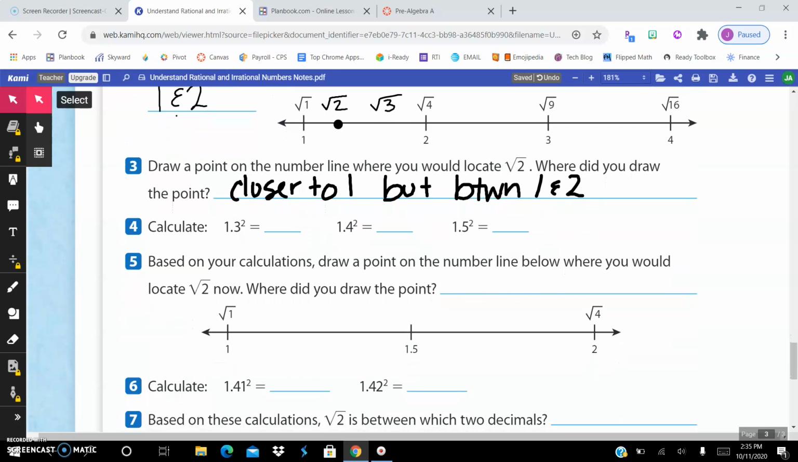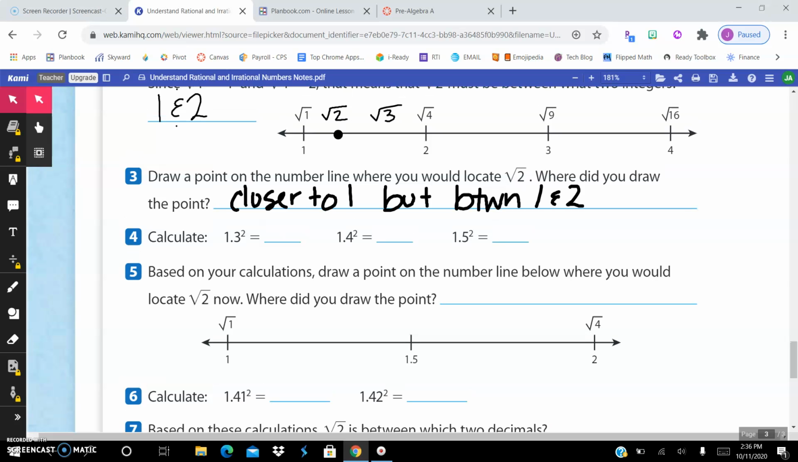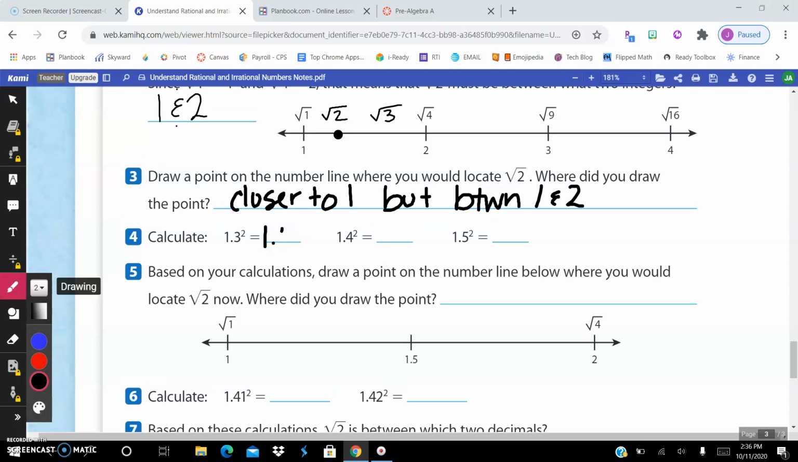And then number 4 wants us to calculate these numbers. 1.3 squared, 1.3 times 1.3, and you get 1.69. And then 1.4 squared is 1.4 times 1.4, and you get 1.96. And then 1.5 times 1.5 is 2.25. Now, if you think about it, 13 squared, 13 times 13 is 169. 14 times 14 would be 196. And 15 times 15 is 225.